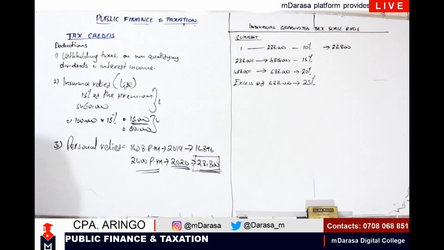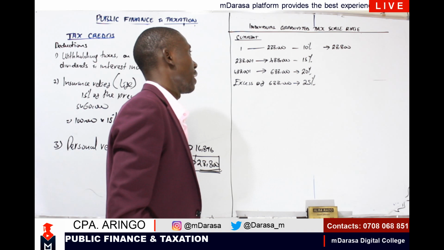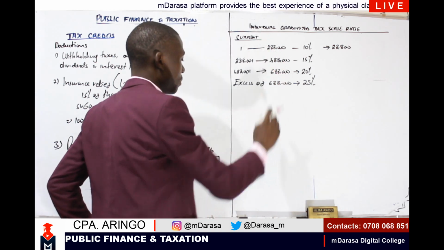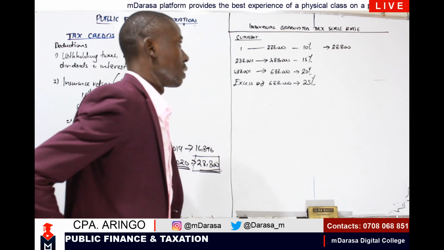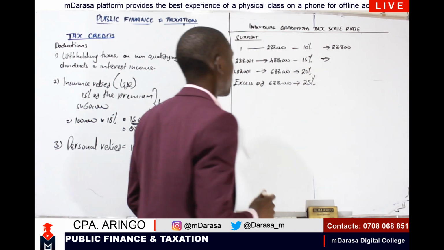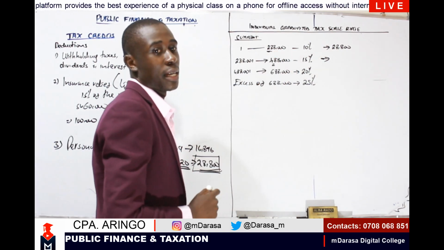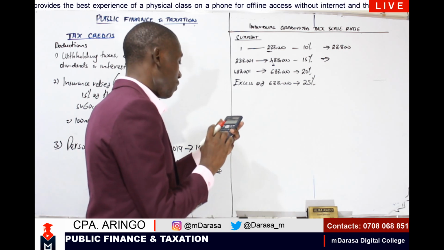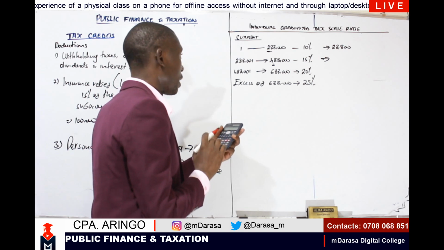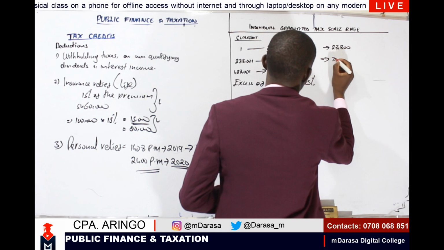Then any person earning an income of between 288,000 and 488,000, of course, will be subjected to the first bracket. Then on the second bracket, this is what we'll be having. On the second bracket, I'm going to take 488,000 minus 288,000. So that should give us 488 minus 288. We multiply by 15%, that should give us a figure of 30,000.